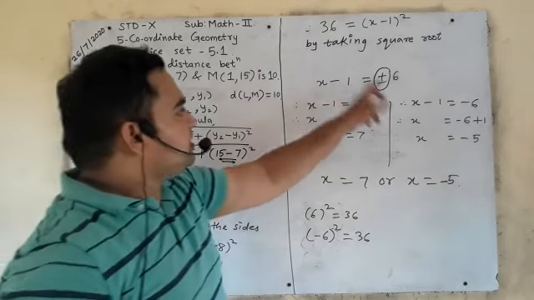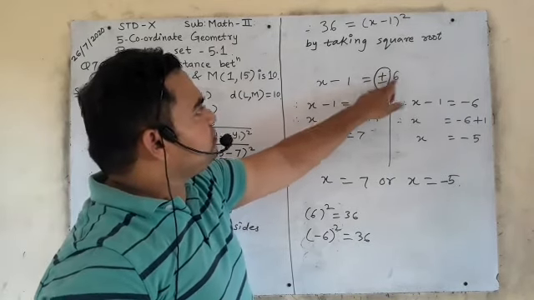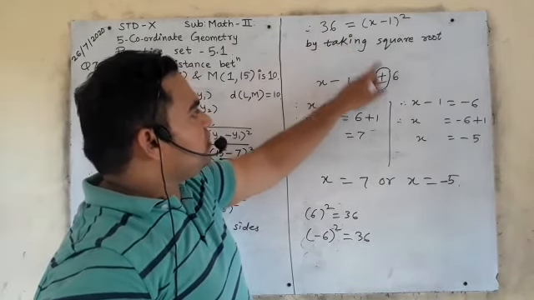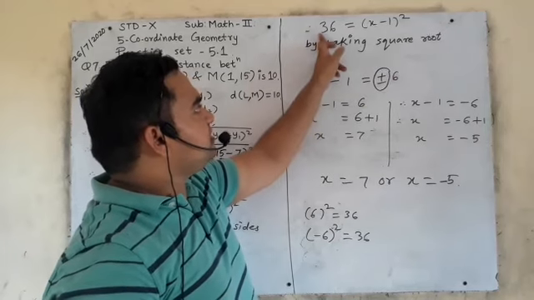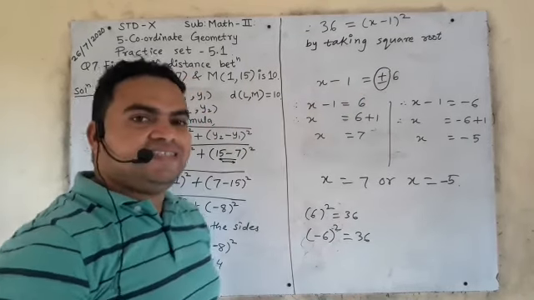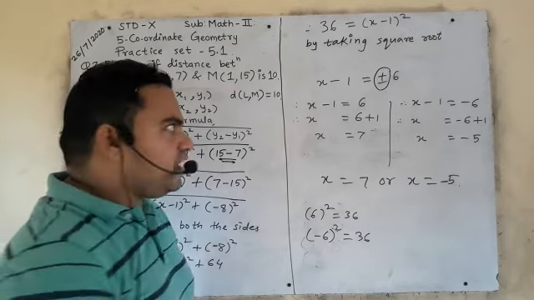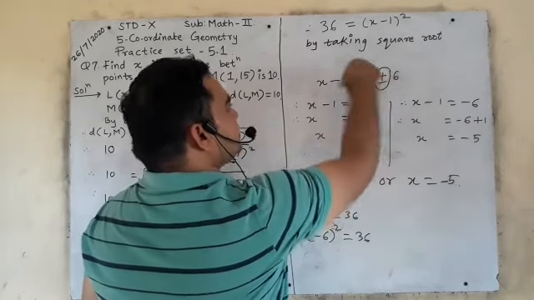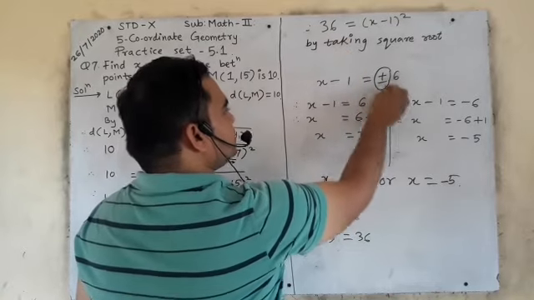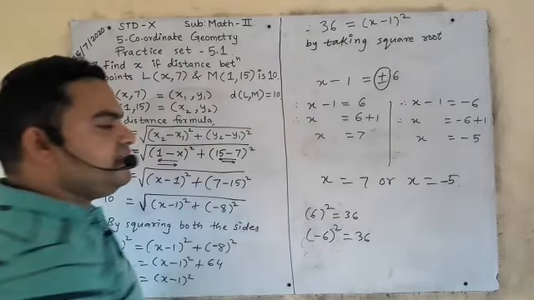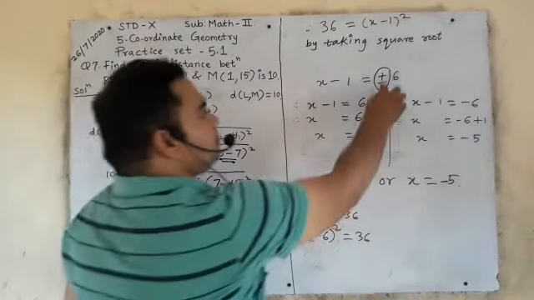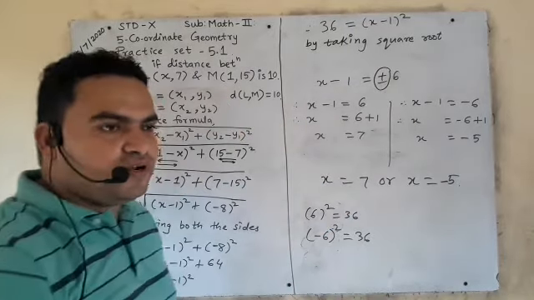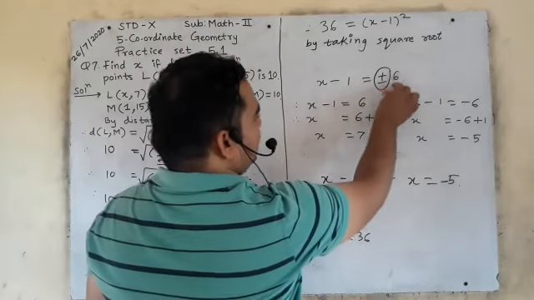So 36 is the square of plus 6 also, and 36 is the square of minus 6 also. Do you understand what I have said here? Why did plus minus come? Because 36 is the square of plus 6 and also the square of minus 6. Is it clear? That is why we have to write plus minus. I hope you understood.